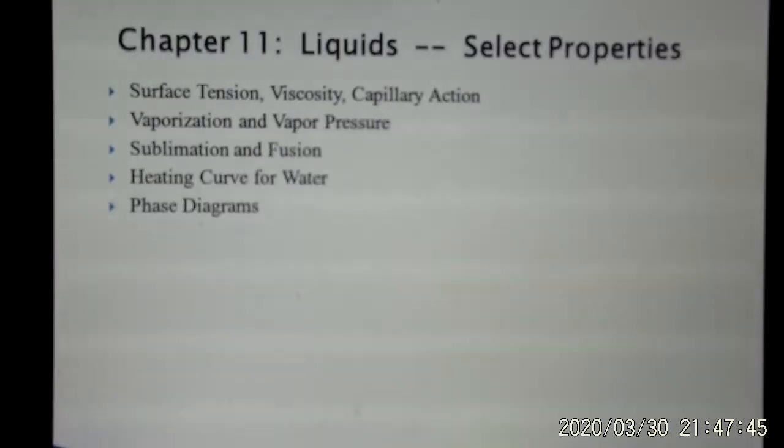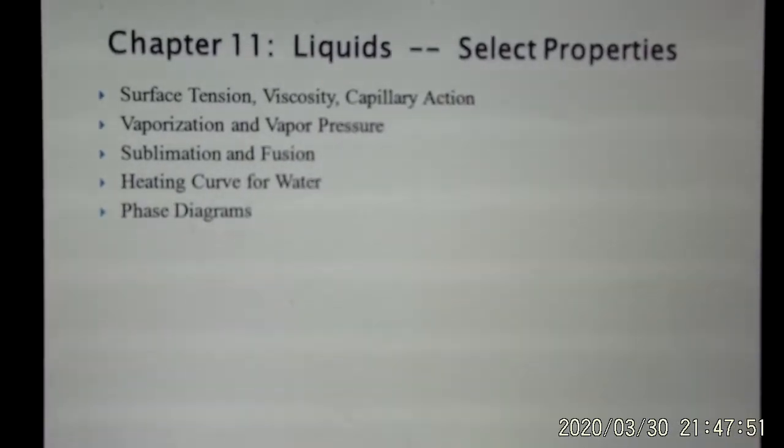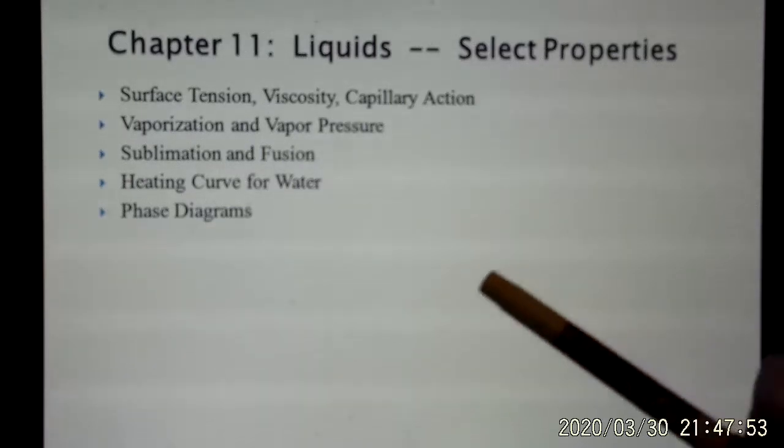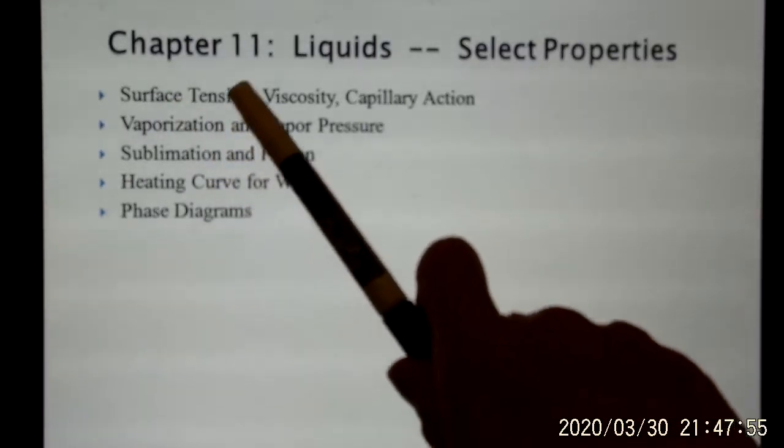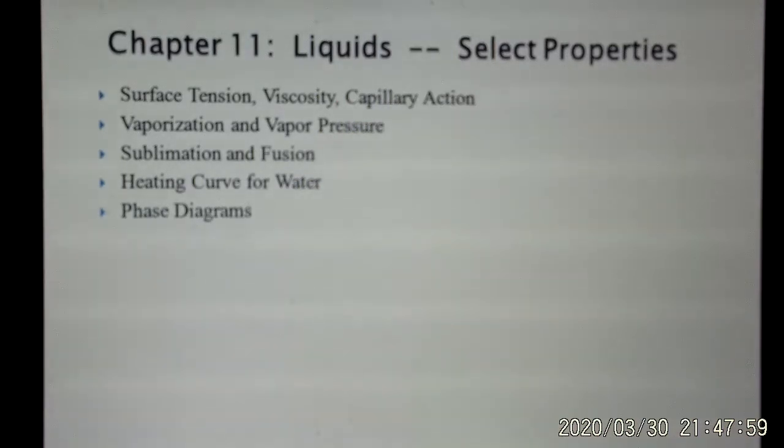Welcome back. So now we're going to start talking about select properties of liquids. In particular, we want to spend some time talking about surface tension, viscosity, and capillary action. So let's do that.